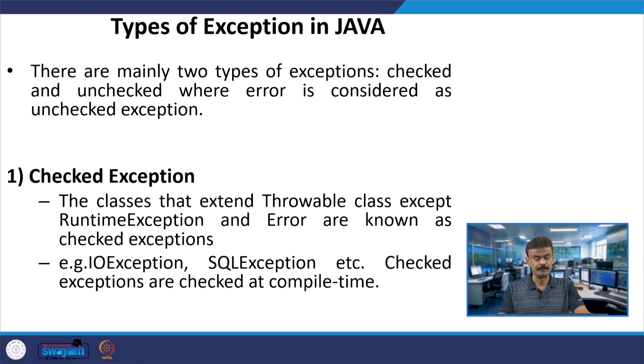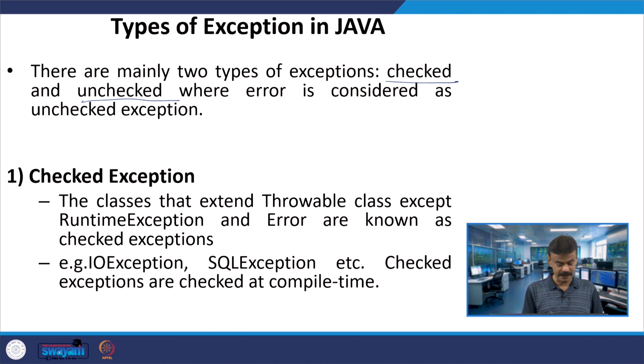Now, in the case of Java, the types of exceptions in Java. There are two types of exceptions in Java: one is checked exception and another one is unchecked. Whereas the error is considered an unchecked exception. Checked exceptions are the classes that extend the Throwable class except RuntimeException and Error. They are called checked exceptions.